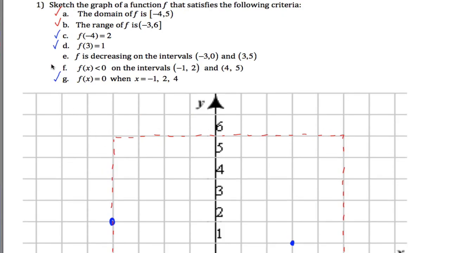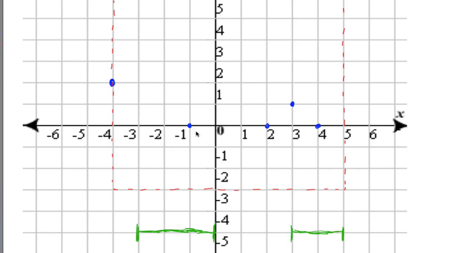The last thing I want to account for is that f of x is less than 0. In other words, I'm below the x-axis from negative 1 to 2 and 4 to 5. So what I'm saying is from here to here, I have to be below the x-axis, and then from here to here, I have to be below the x-axis. You might have already been able to see that that's going to happen, but in case you weren't, now you know.